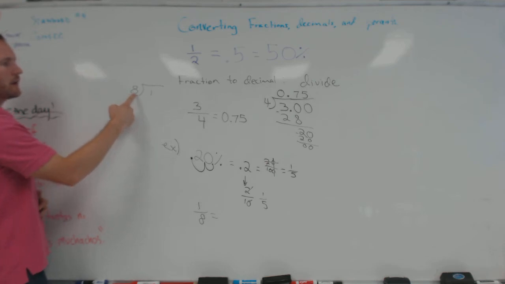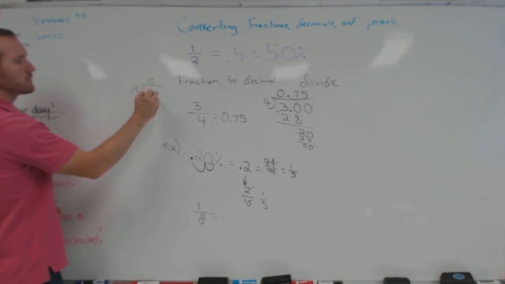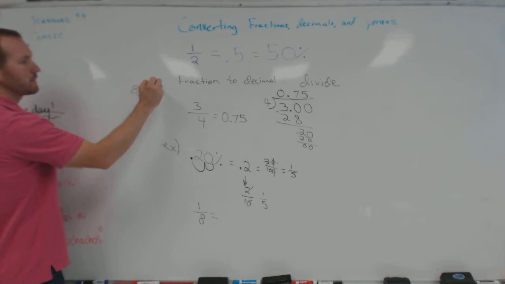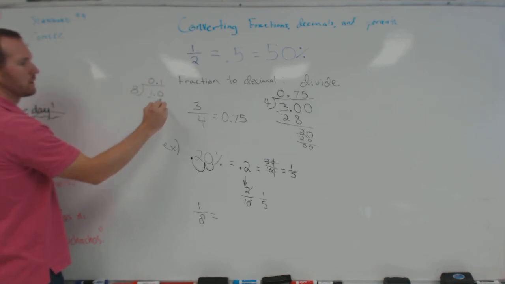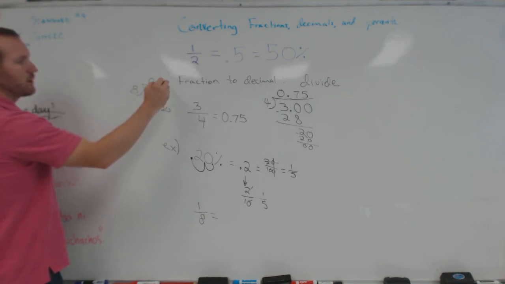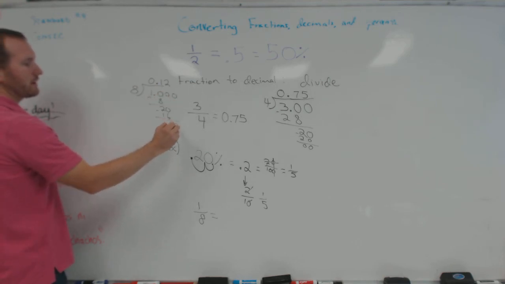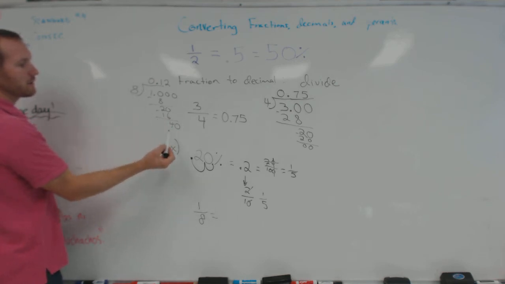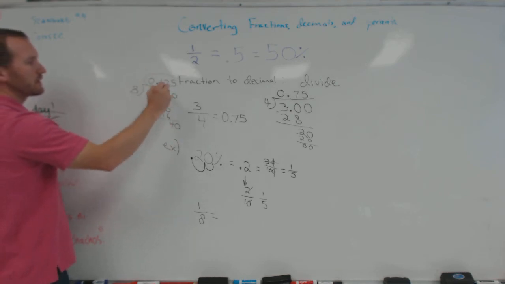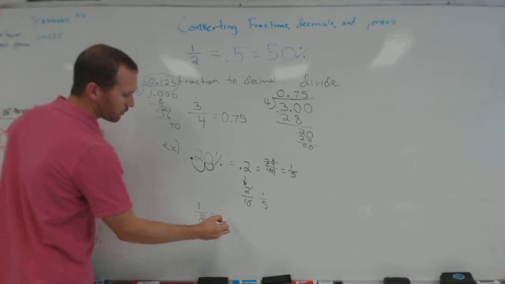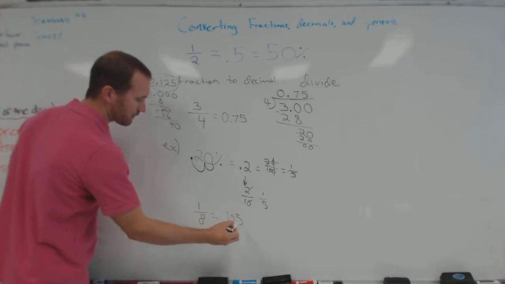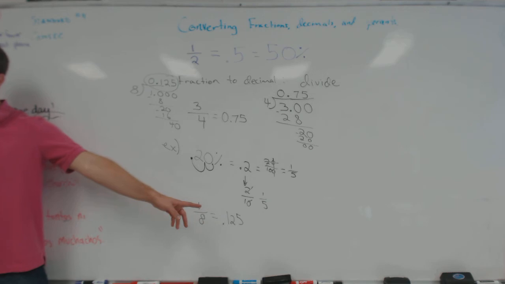1 divided by 8. 8 goes into 1 0 times. Decimal. 8 goes into 10 1 time. 10 minus 8 is 2. Bring down a 0. 8 goes into 20 2 times. 2 times 8 is 16. 20 minus 16 is 4. And another 0. 8 goes into 40 an even 5 times. And so my decimal is 0.125. 1/8 is 0.125.